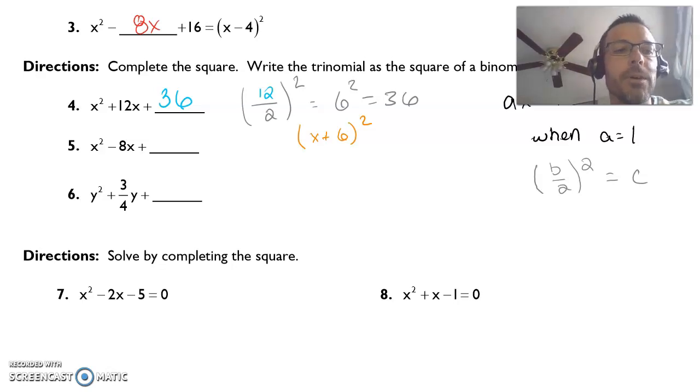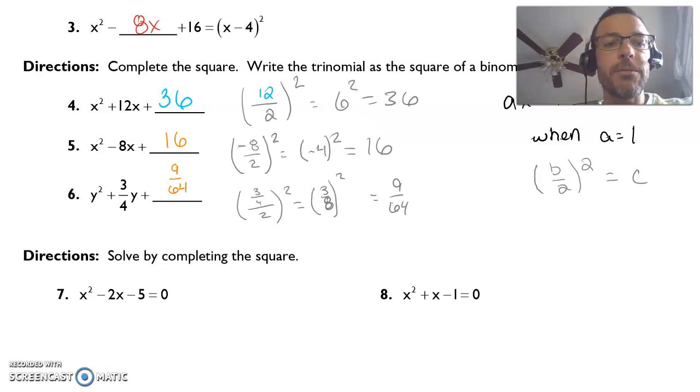See if you can do that for numbers 5 and 6. They're both a little bit trickier in their own way. So for number 5, we should get 16, because even though it is a negative value for b, when you square that, negative times negative is positive. It's still plus 16. And it's a little bit trickier when you have fractions as your coefficients, but 3/4 divided by 2 is the same as 3/8, 3/4 times 1/2, and when we square that, we get 9 over 64. We've now completed our square.